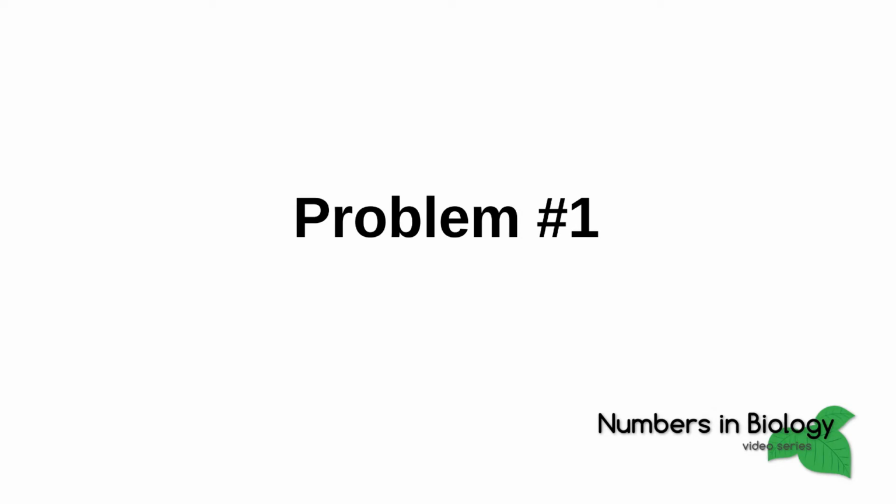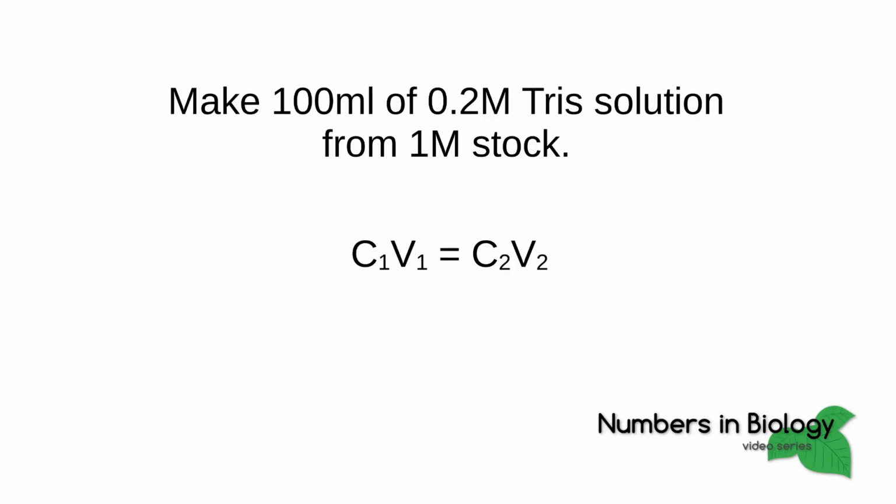Problem number 1. Let's call this C wat, V wat. This is where some students have trouble applying the right C or V to the right part of the problem. So let's take a look at this problem that's presented here and break it down. We are being asked to make 100 milliliters of 0.2 molar Tris solution from a 1 molar stock. In many cases, what I see is students aren't sure if this is this C or if it's this C, and if this V is this one, or what's going on.